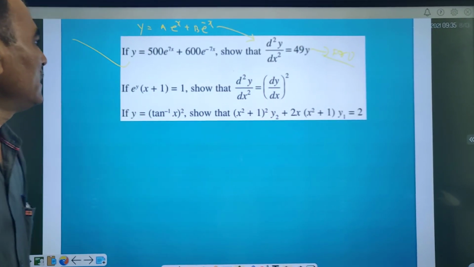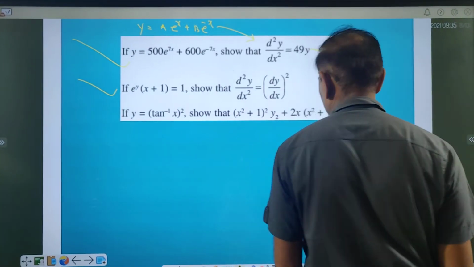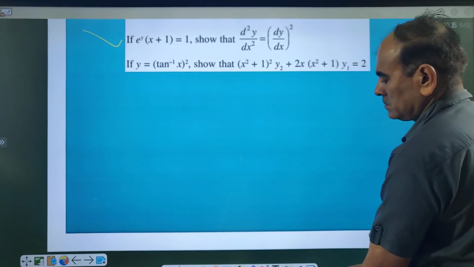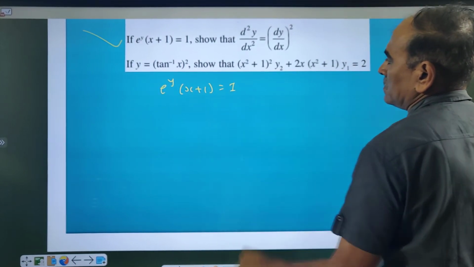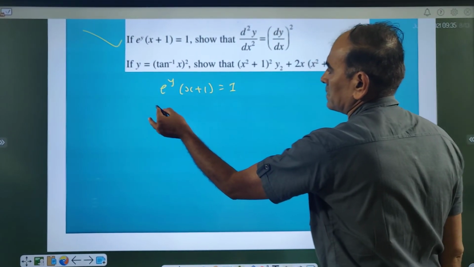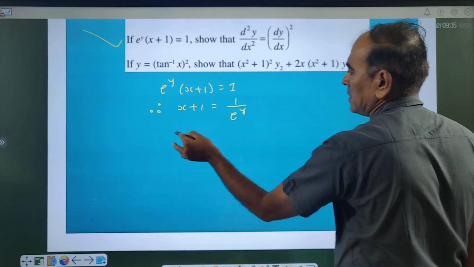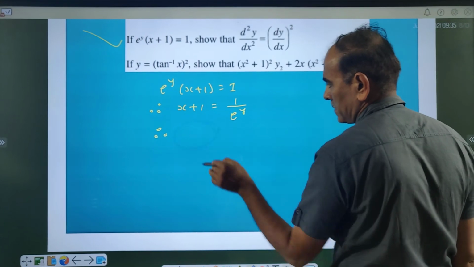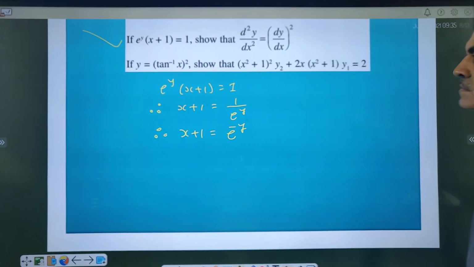Clear? Let us see this one, very important. Then this thing is also there. See? e raised to y into x plus 1 is equal to 1. We want to prove some relation, d2y by dx2 is equal to this one. And therefore x plus 1 is equal to 1 upon e raised to y. So we can write x plus 1 is equal to e raised to minus y also.